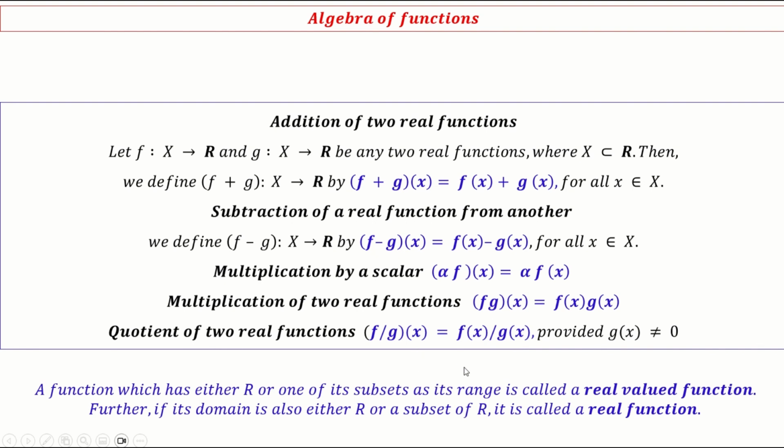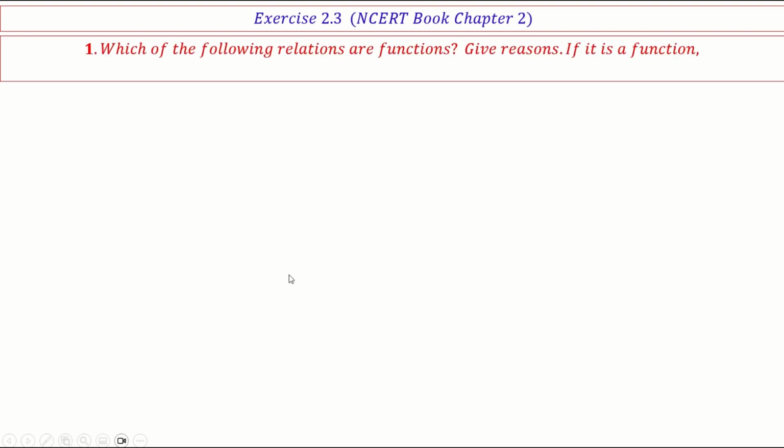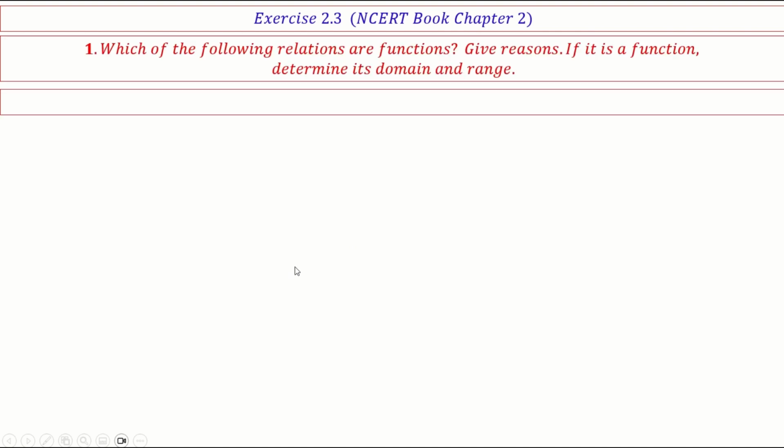Now a function that has either R or one of its subsets as its range is called a real valued function. We already saw this one. If the domain is also real, then it's called a real function. So this is exercise 2.3 of the NCERT book, chapter 2. I'll not go through it. Fairly simple questions, so you can first solve it and then cross check the answer.